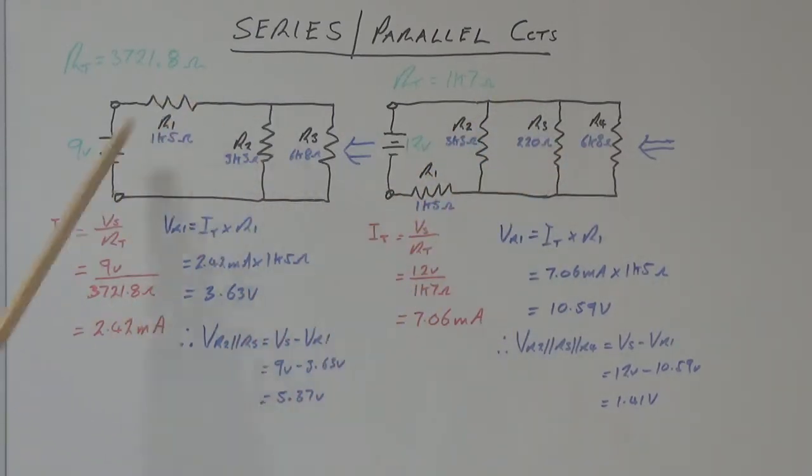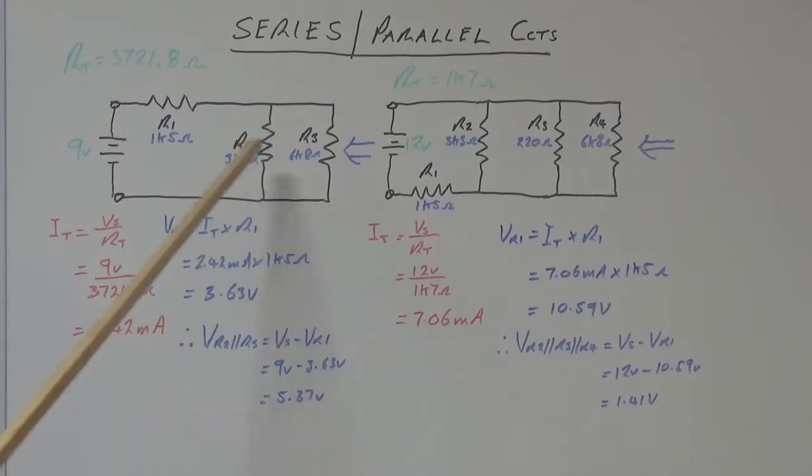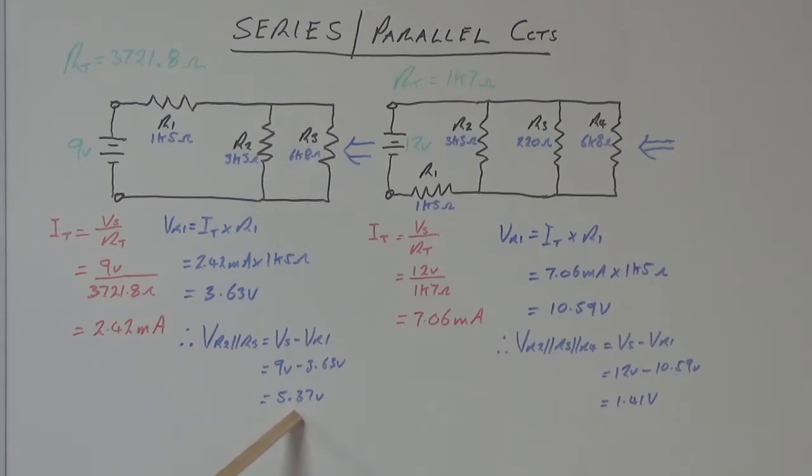And once we know that, we can even go on further, and then knowing the voltage drop across the parallel branches in both cases and the value of the resistance, we could work out the current flow through each branch as well.